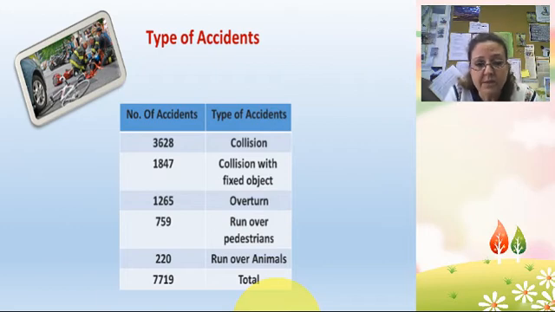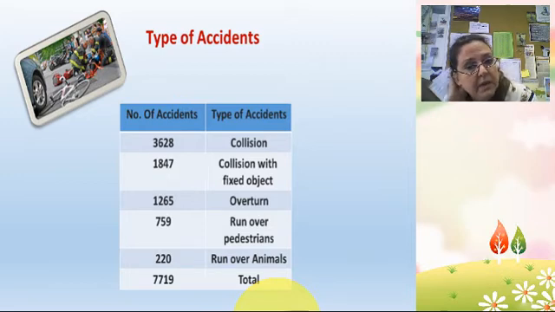There are various types of accidents, as you can see from this table with two columns. The right-hand column looks at the types of accidents. Collisions means hitting something. Collision with a fixed object, such as a tree or a building, something that's stationary. Overturn is when the vehicle turns over. Hitting pedestrians means hitting people who are walking on the street, and also hitting animals.